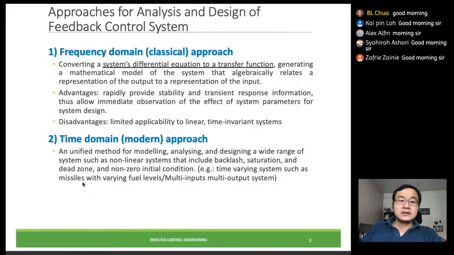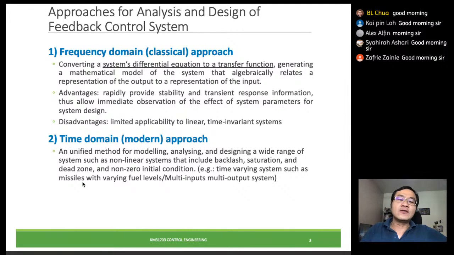Generally, we have two approaches in the analysis and design of a control system. Here we call it a feedback control system because most of the time we intend to have a kind of feedback, like what is happening at the output, and we use that to improve our input in order to reach the target output at the end. There are two approaches: one is classical and the other is modern.